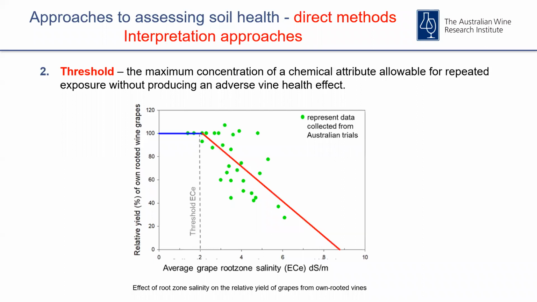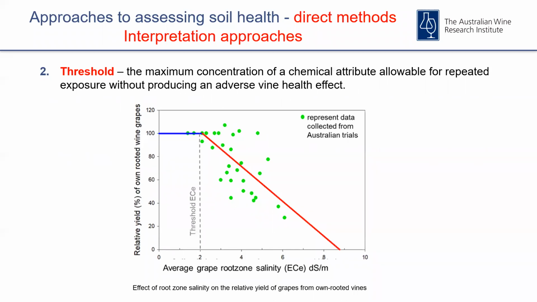The second concept is threshold, which is the maximum concentration of a chemical attribute allowable for repeated exposure without producing an adverse vine health effect. To illustrate this, I've looked at root zone salinity in own-rooted grapevines. Beyond around 2 decisiemens per metre in average grape root zone salinity, you see that the yield starts to decline. And this is own-rooted grapevines, not rootstock. Rootstock is a bit more resistant to it.